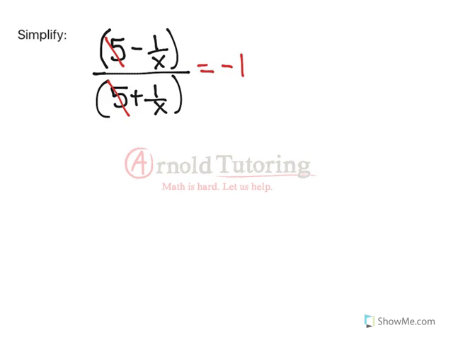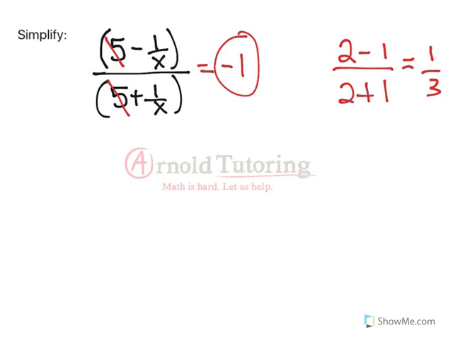Let's make up a side example without any variables. I'm just going to say something simple like 2 minus 1 over 2 plus 1. This would be the same situation, right? The numbers and the terms are the same, we're just changing the sign in between. Well, we know this equals 1 over 3, which is not the same as negative 1, so we know that we can't do that.